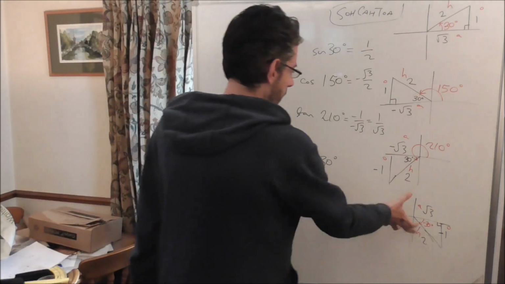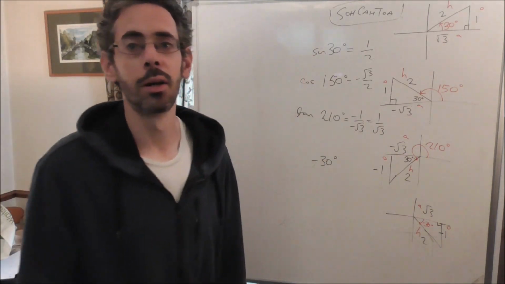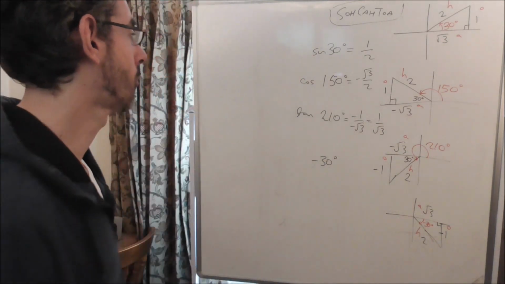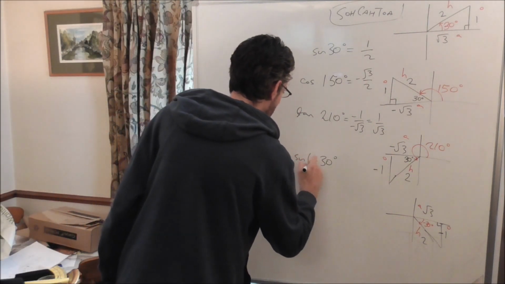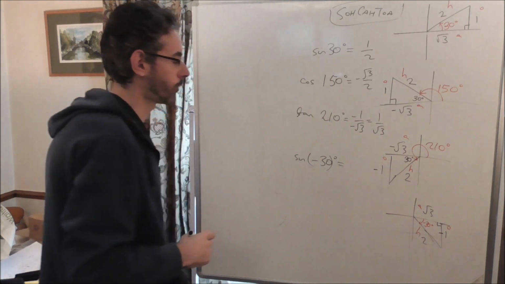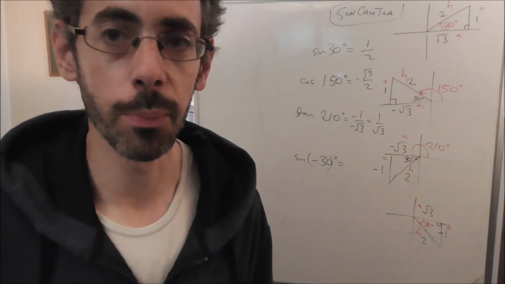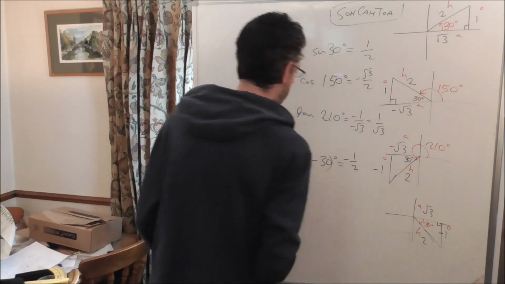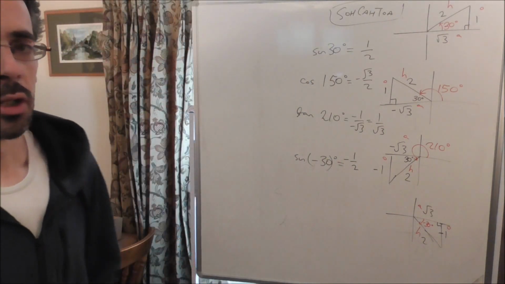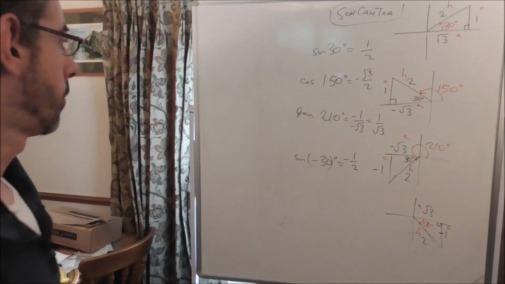So we could work out sine, cos and tan of minus 30. Again, I won't write them all down. We've done sine, cos, tan, so I'll do sine again. Sine of minus 30 is opposite over hypotenuse, so it's minus a half. Sine of minus 30 is minus a half. Right, let's do 2 more to finish off.